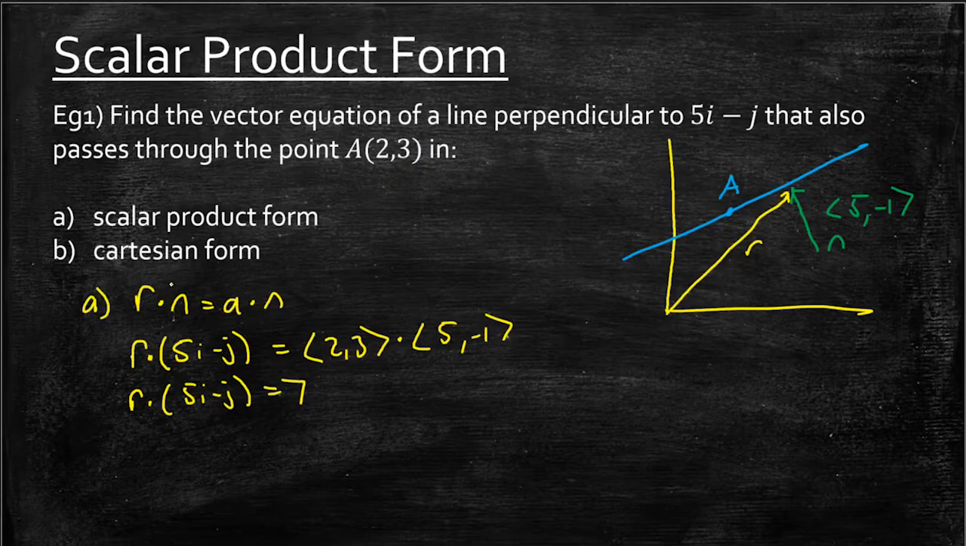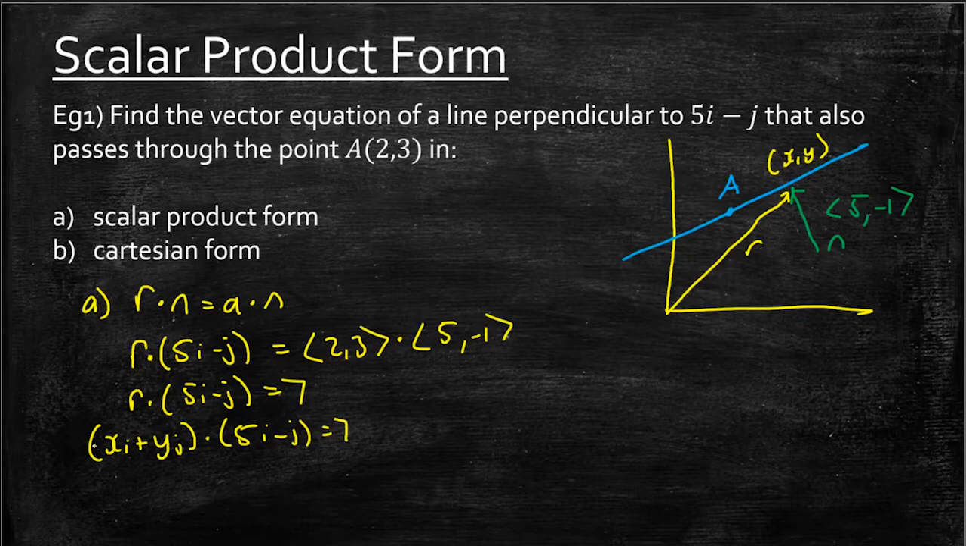That was part A. Now we need to talk about the Cartesian form. Once you've got the scalar product form, it's actually really easy to find the Cartesian form. Because what do we know about r? R is any point on the line with an x coordinate and a y coordinate. So instead of writing r dot 5i take j equals 7, we can just write this as our r value is xi plus y in the j direction dot 5i take j equals 7.